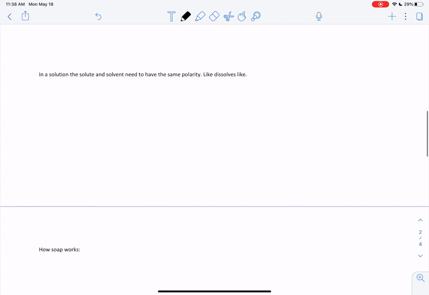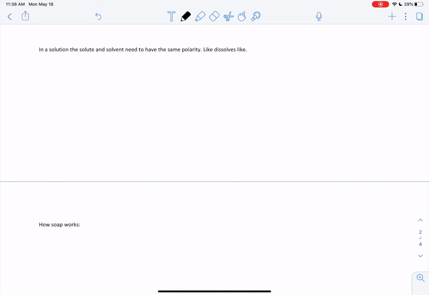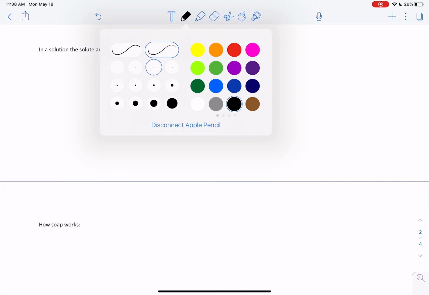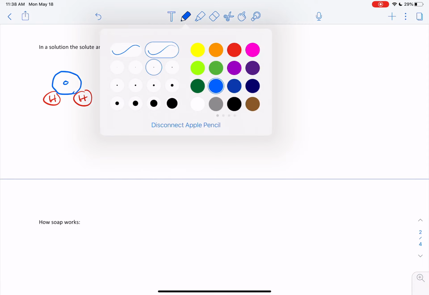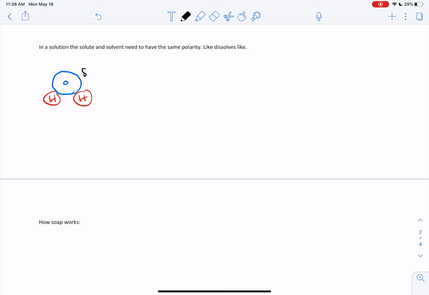All right, next thing is that in order for a solute and a solvent to dissolve in each other and form a solution, they need to have the same polarity. And we've talked about this before. So let's look at water again, our example. Water, we know, is polar, right? Again, it has separation of charge. We have a partial negative on the oxygen end, partial positive on the hydrogen end, and so it is a polar molecule. Now, only other polar molecules will be able to dissolve in water.